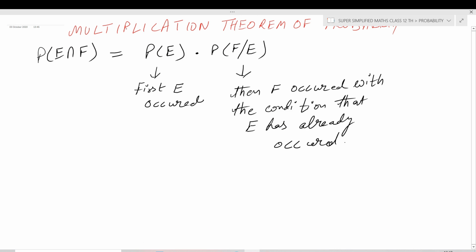Let us analyze this situation. So we have written the statement of the multiplication theorem of probability. P of E intersection F is equal to probability of E into probability of F by E. Two events are occurring simultaneously, but first any one event occurred, let first E occurred. So we have written here the probability of occurrence of E. Then F occurred, but with the condition that E has already occurred, and therefore we have written it P(F by E) and not simply P(F).